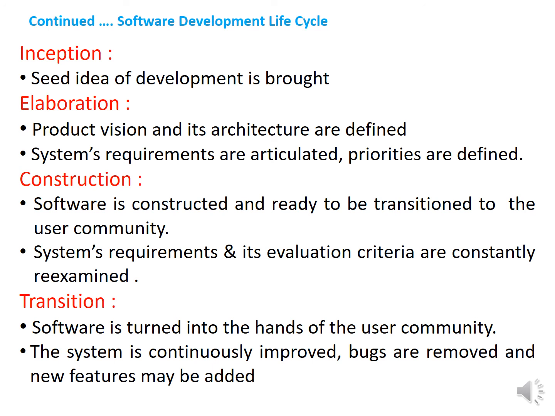The last one is the transition phase. In this phase, the software is turned into the hands of the user community. Rarely the software development process ends in this phase. During this phase, the system is continuously improved, bugs are removed, and the new features may be added. That is about the software development life cycle.